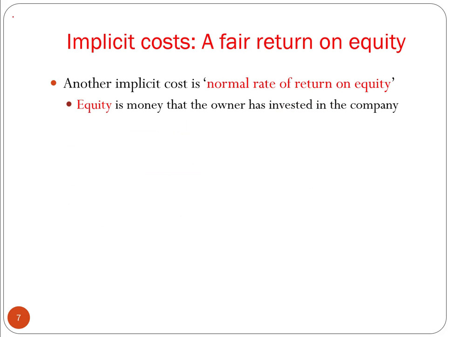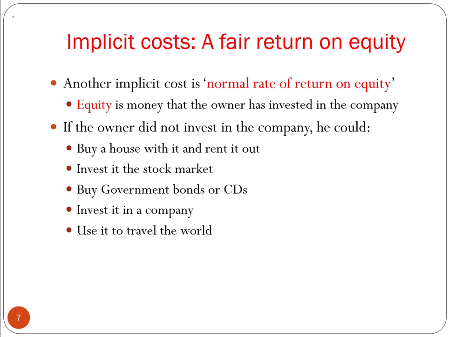The final implicit cost we want to think about is a fair return, or a normal rate of return, on equity. Equity is the money that the owner has invested in the company. When you start up a business, you often need to put down some of your own money to pay for things. When you start up, you don't have any income or revenue. So if you want to pay for things like buying buildings and equipment, you need to pay for it somehow. It's difficult to get bank loans as a new business. It's difficult to get other people to give you money that you can use. So often you put your own money into the firm, and this is the equity that you have in it.